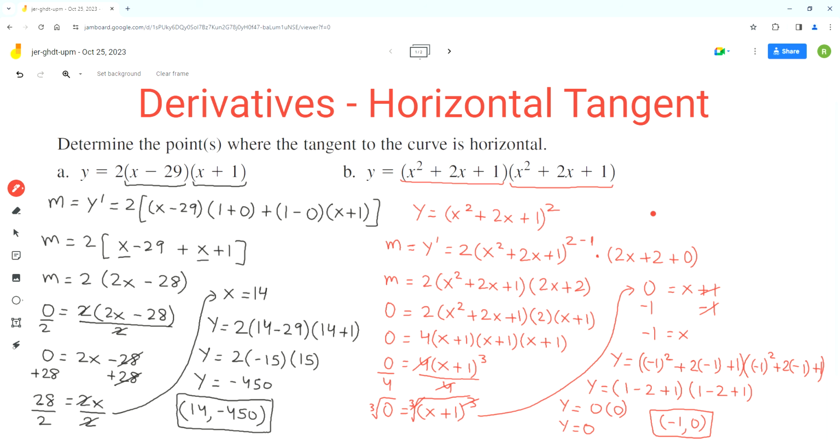So these are the steps you have to keep in mind to solve this type of problem. So you have to understand and memorize that when the tangent is horizontal, that means its slope is equal to 0.